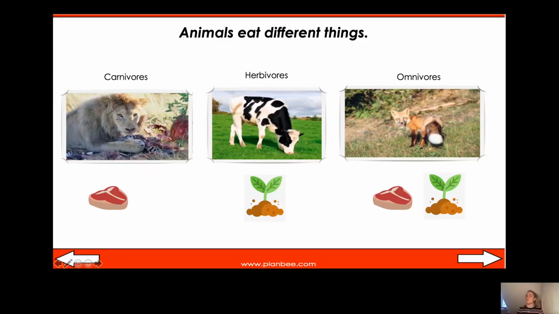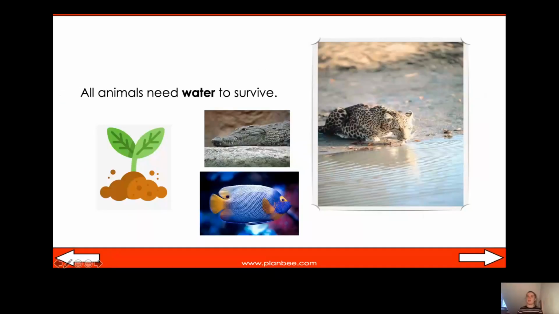So we have food. What do we think the next thing will be? Well, the next thing that all animals need to survive is water. Okay, so all animals need water to survive. And all animals need water to survive because water helps to keep our bodies hydrated. What do I mean by hydrated? Could you pause the video and have a think?